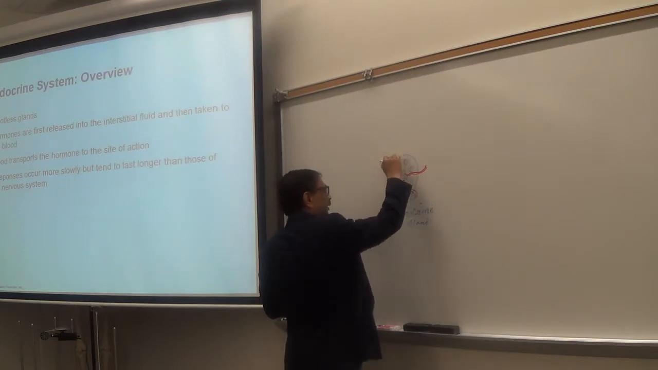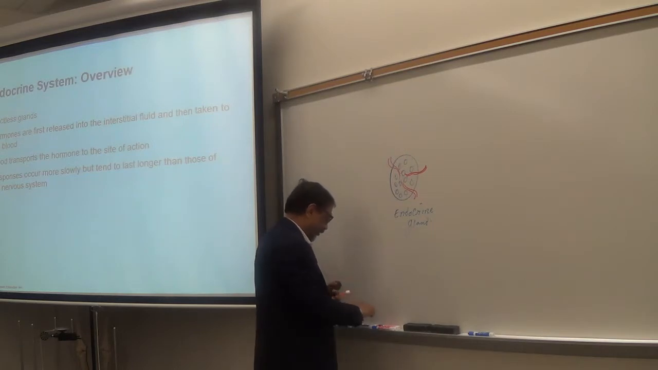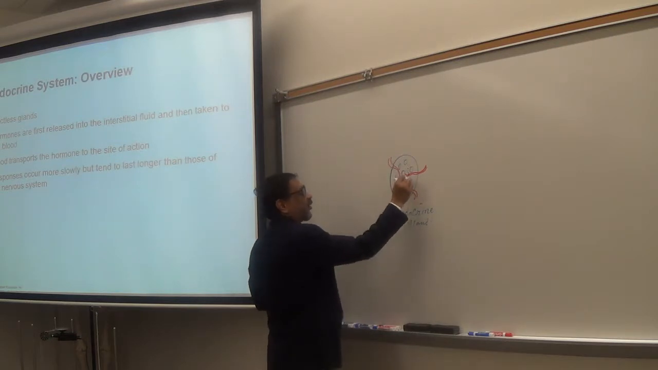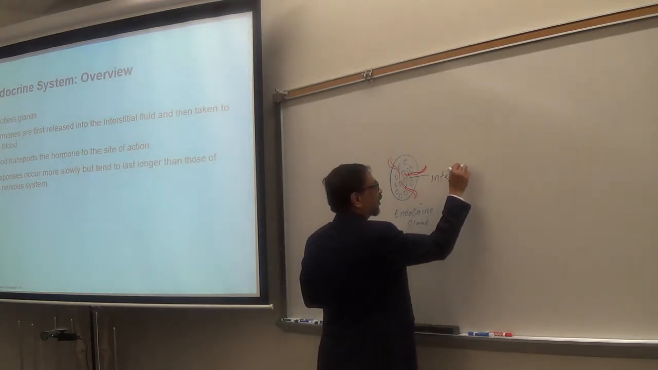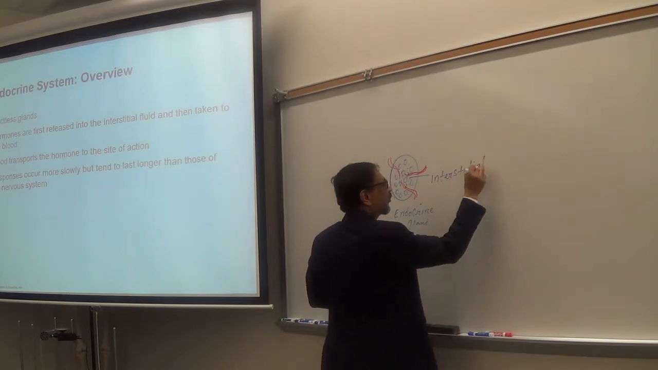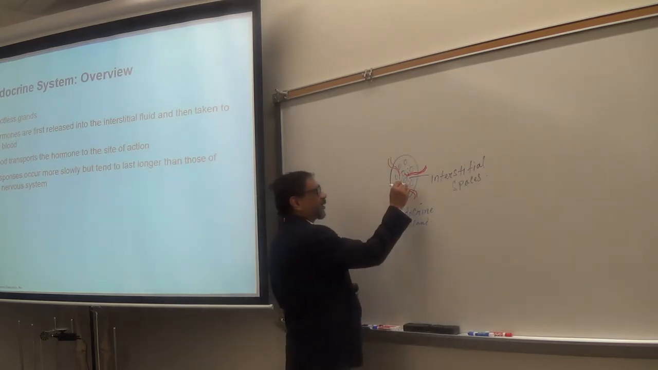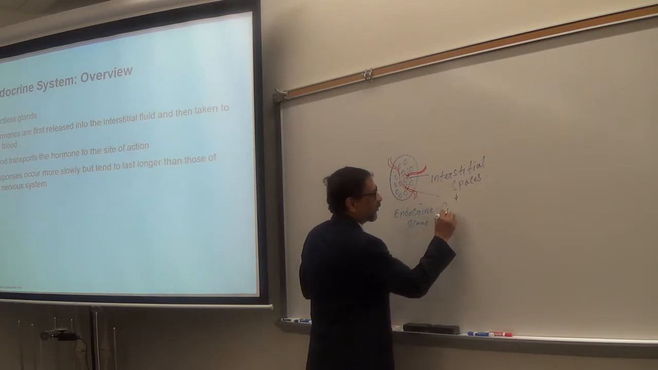We know blood capillaries are everywhere. Okay, so what happens? These cells secrete the hormone. So hormone molecules are secreted by these cells, and then the hormone molecules enter into the capillary blood. Okay, so first the hormone is secreted in between the cells, that means in the interstitial spaces, and then from the interstitial spaces the hormone molecules enter into the capillary blood.